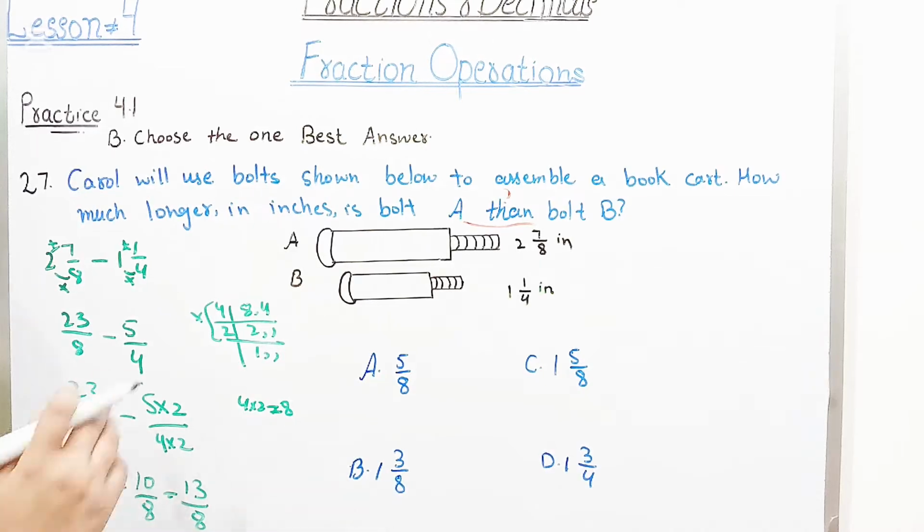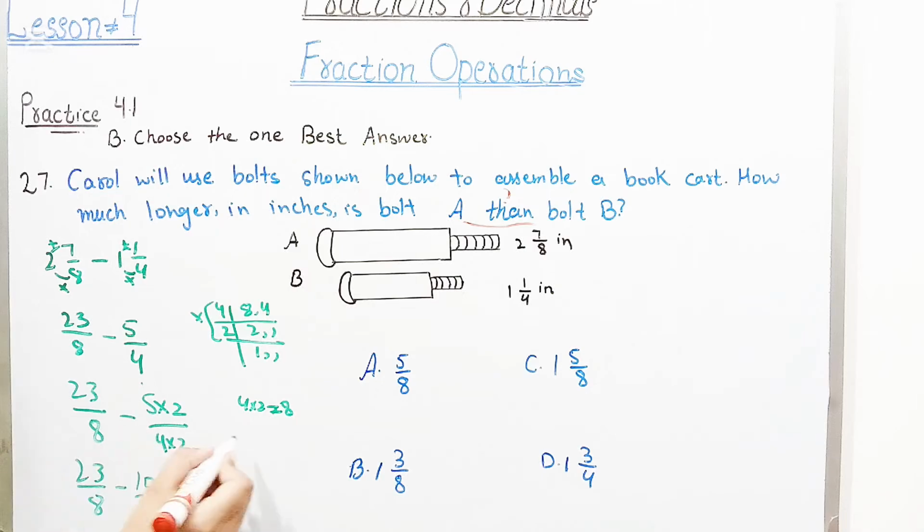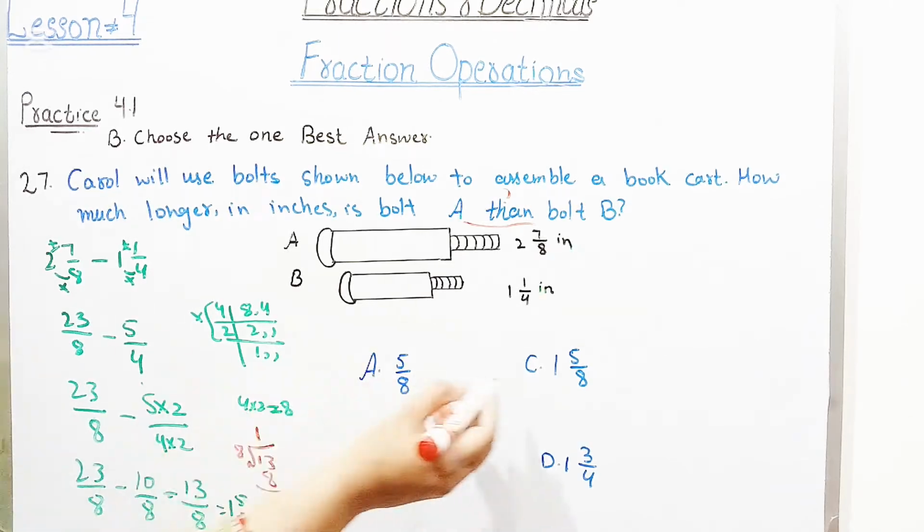But the demand is a proper fraction. So, when we divide 13 over 8, 8 1 are 8, 8 2 are 16. So, I write 8 1 are 8, remainder is 5. So, my final answer is 1 5/8. There is option C.